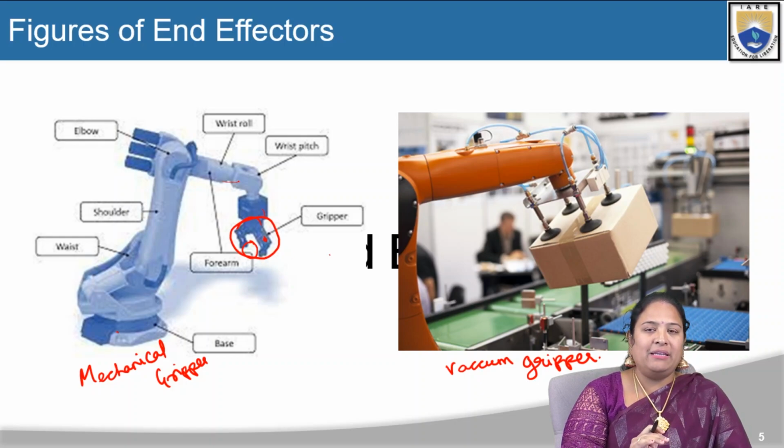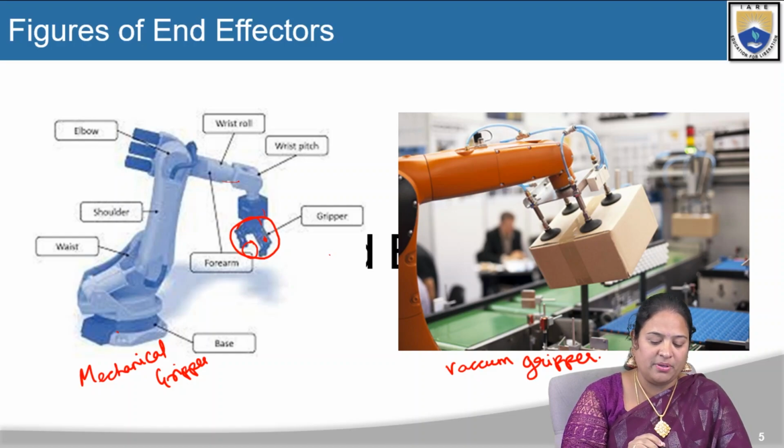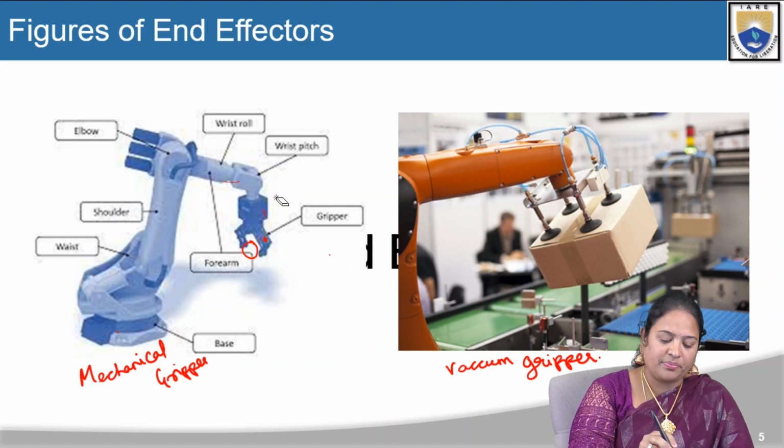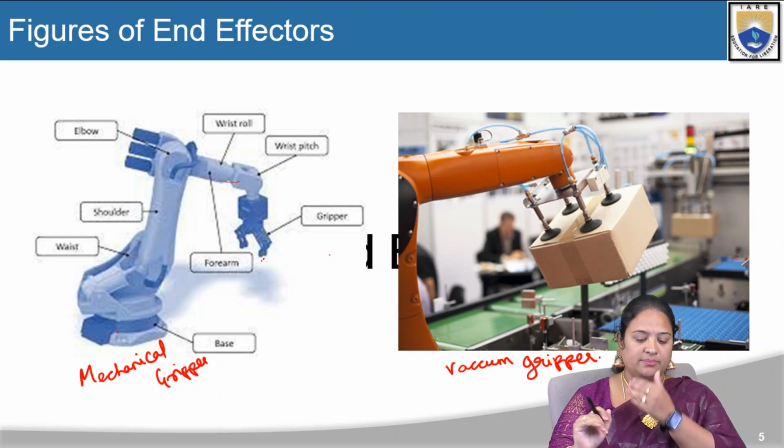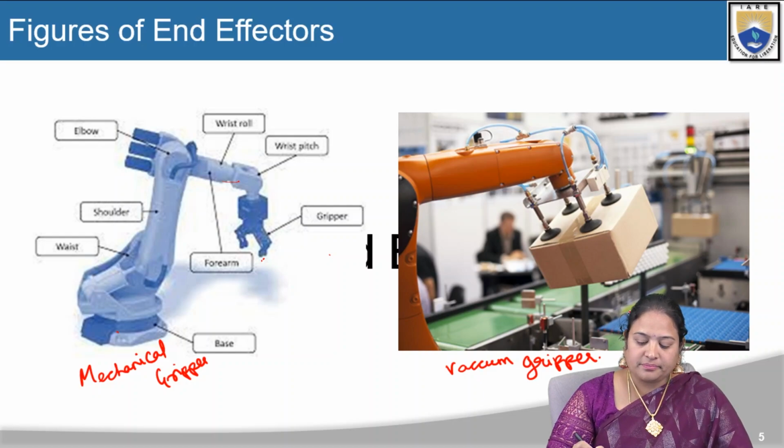Clear? That is, material handling is being done using the mechanical gripper. So this is the design of a mechanical gripper. We will have a gripping unit, same like our fingers, and it holds the particular object and places it at some other place, or does some other activity, whatever is required, depending upon the type of the application. Right? Next, coming to the vacuum gripper.